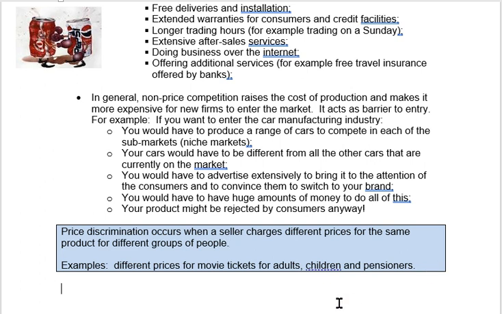Hairdressers do this. They charge different prices if they have to cut your hair, if you're a male or a female, a child or an adult. If your hair is long or your hair is short, there are different prices that they are charging. That is known as price discrimination. You're selling the same product or providing the same service to different people, and you charge them differently according to who they are, their age or their gender or whatever the case may be.